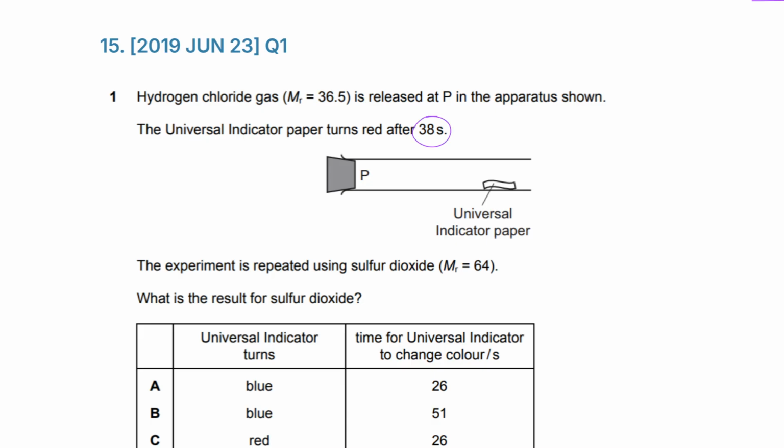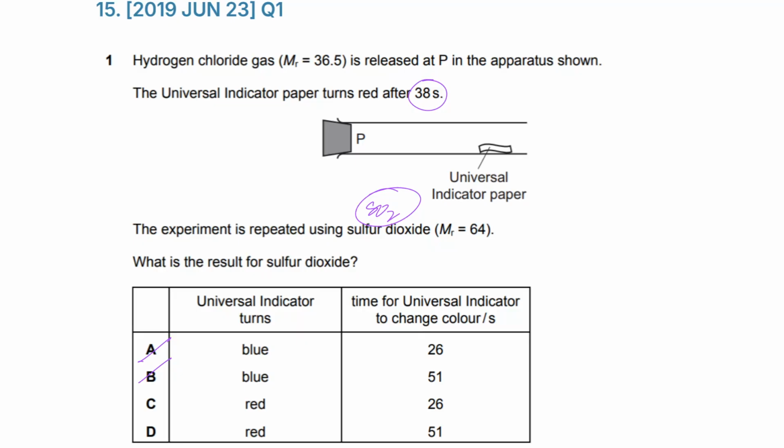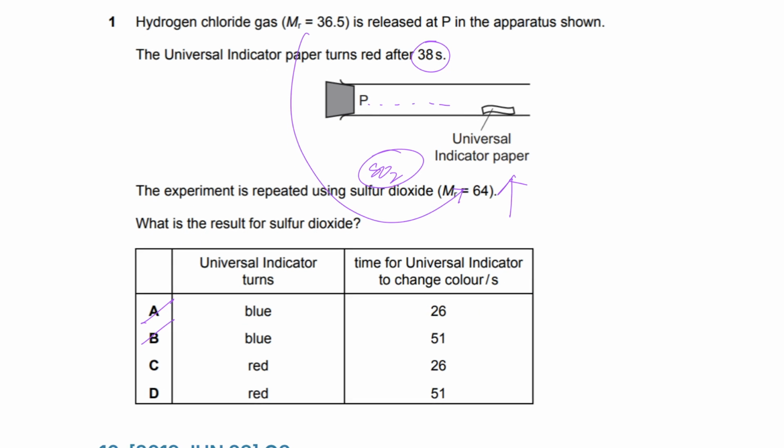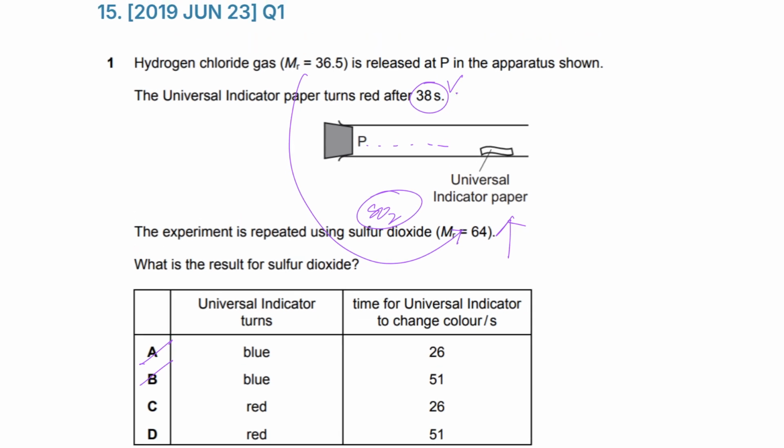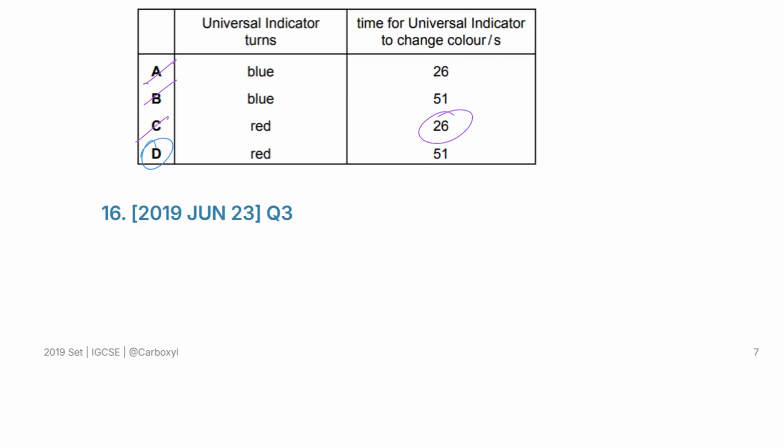Now, the experiment is repeated using sulfur dioxide. Sulfur dioxide is also an acidic oxide, so it'll also turn the universal indicator paper red. But how long will it take? You need to understand that if you double the MR, the time it takes to diffuse is gonna increase because you have a fatter molecule. Remember, the higher the MR, the slower the particles are going to diffuse because they are fatter. I'm not body shaming, please, but if it took 38 seconds, it'll take more than 38 seconds. So this is 26, that's less, so I'm going to go with D.